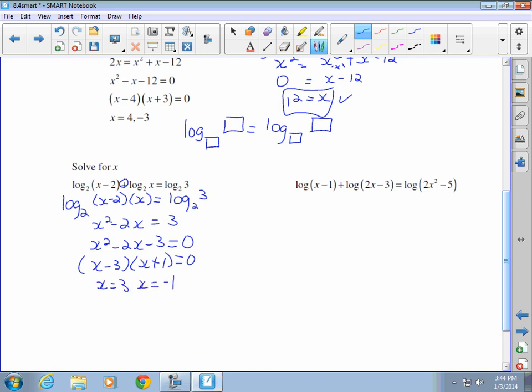So let's check them. If x is equal to 3, I have 3 minus 2, which is a 1, and then a 3 there, so that one works okay. X is equal to negative 1. Well, negative 1 minus 2 is a negative 3. I can't have a negative value, so I throw this one out. So x is equal to 3 is my solution.